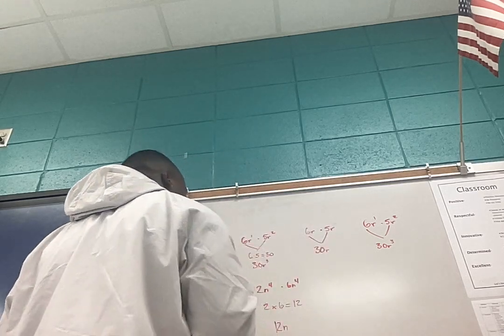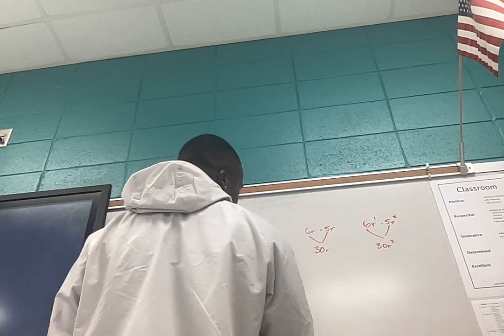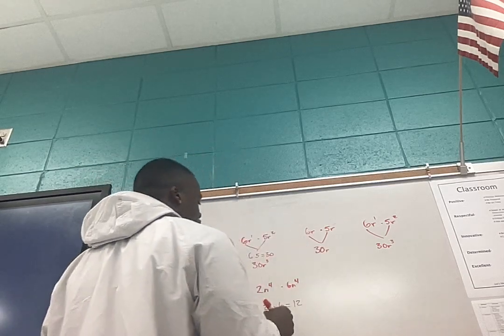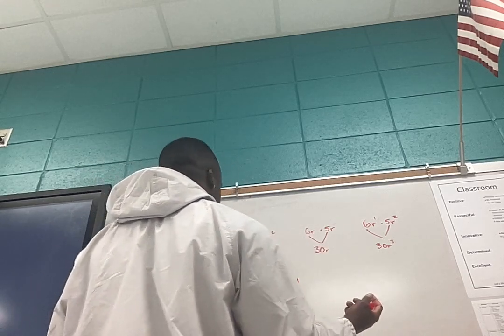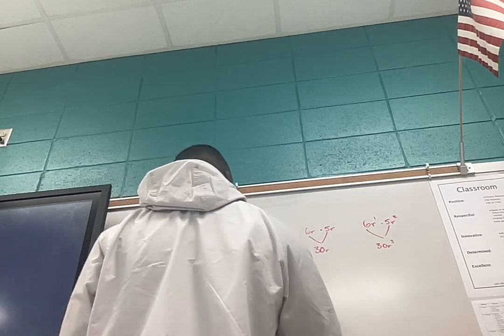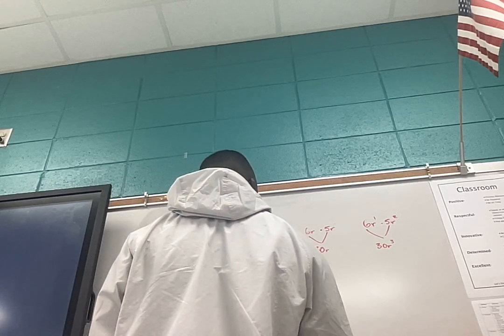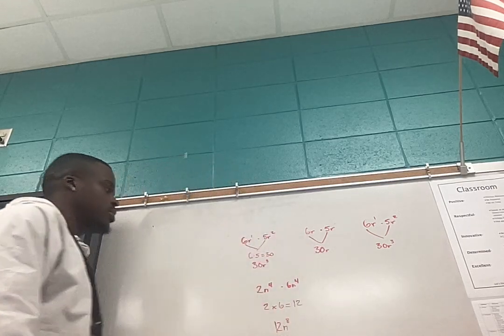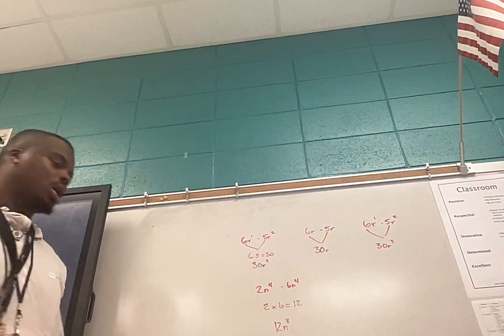I'm so sorry. Okay. So we know that 2 times 6 equals 12. We bring down our n. So now we know that 4 plus 4 equals 8. So our answer is going to be 12n to the 8th power. Okay. Make sense? Alright. Let's move on to number 8.